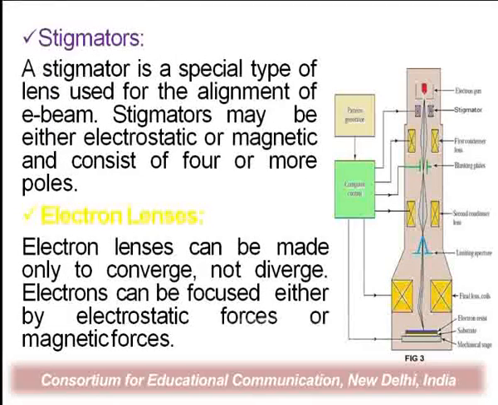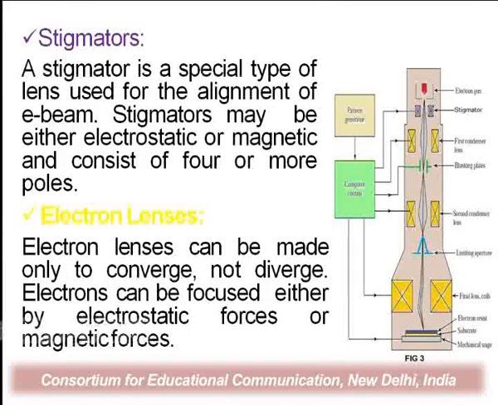The next is the stigmator, a special type of lens that is kept after the electron beam falls upon it, and which is used for the alignment of the electron beam. This lens may be either electrostatic or magnetic, which consists of 4 or more poles. What are these? This lens is used for the alignment of the electron beam towards the wafer.